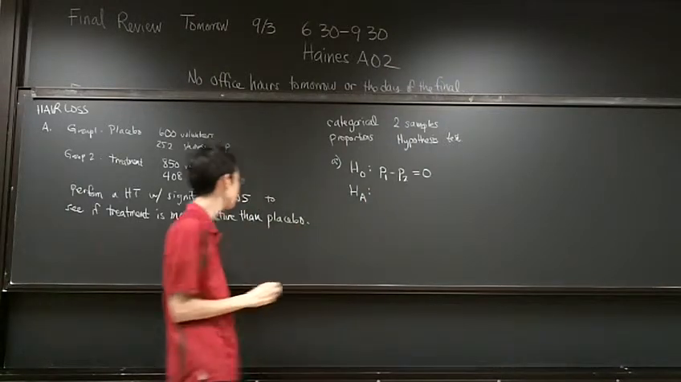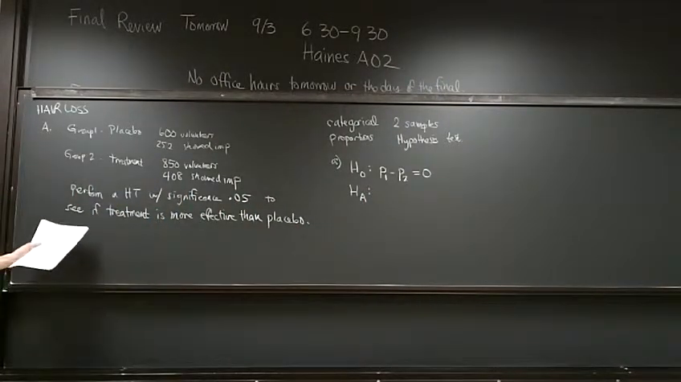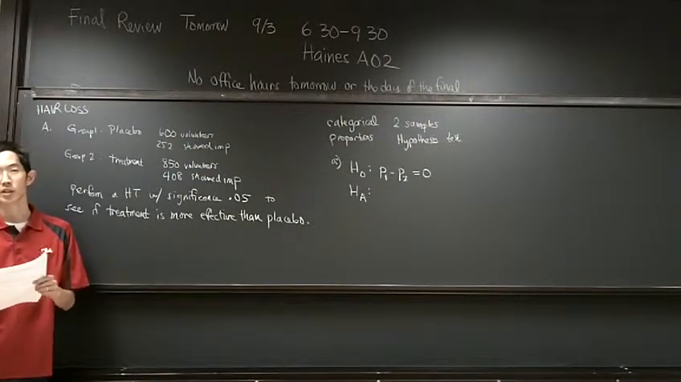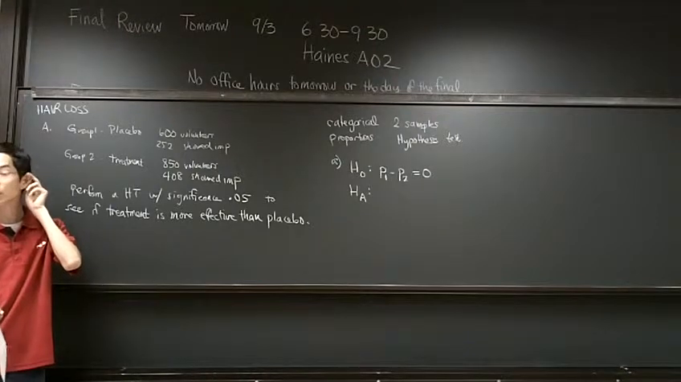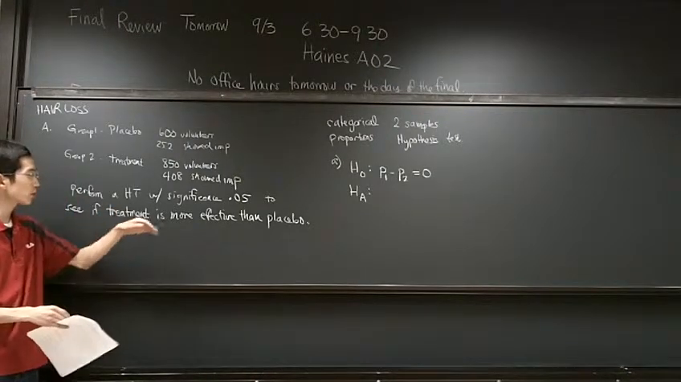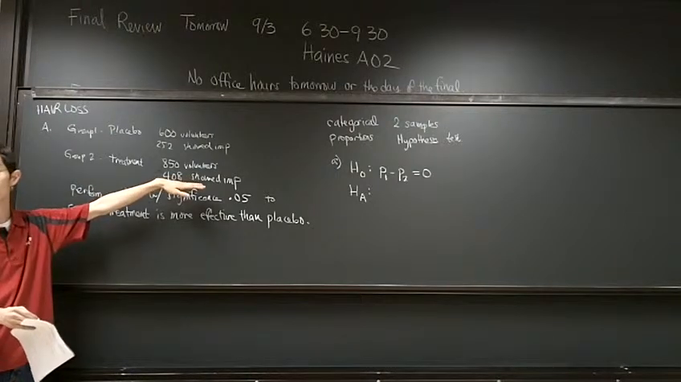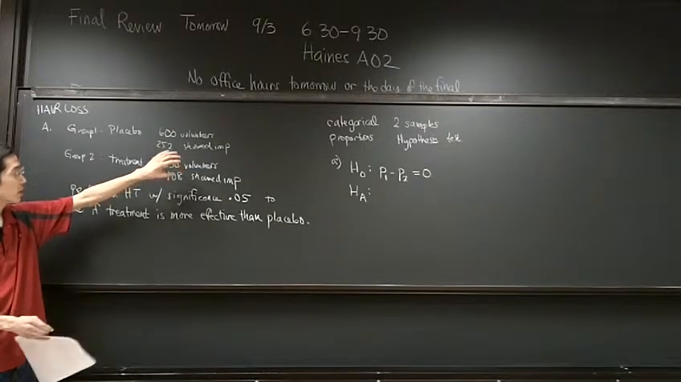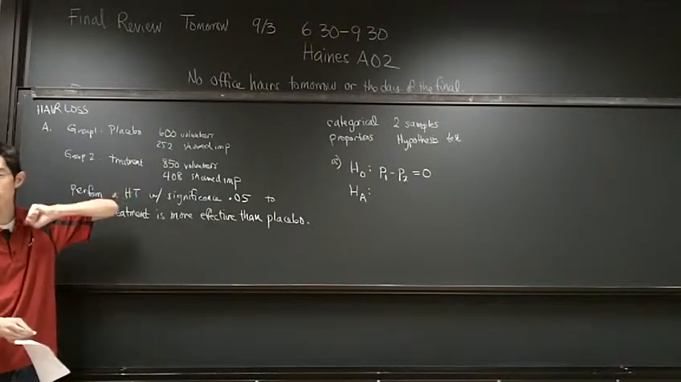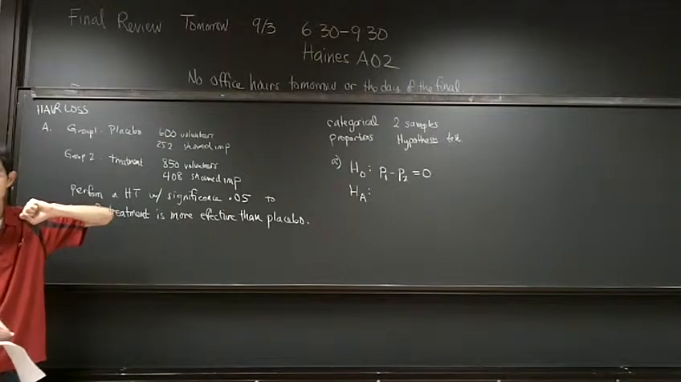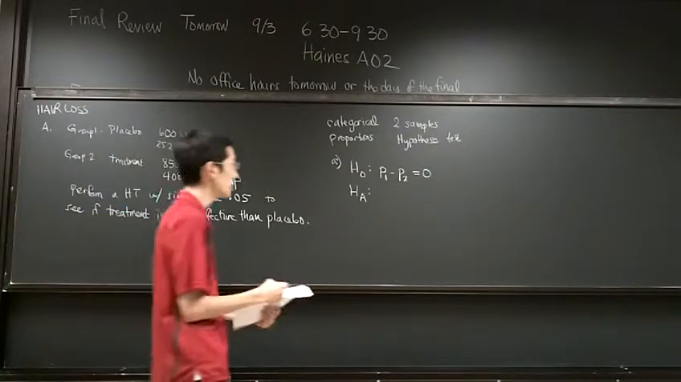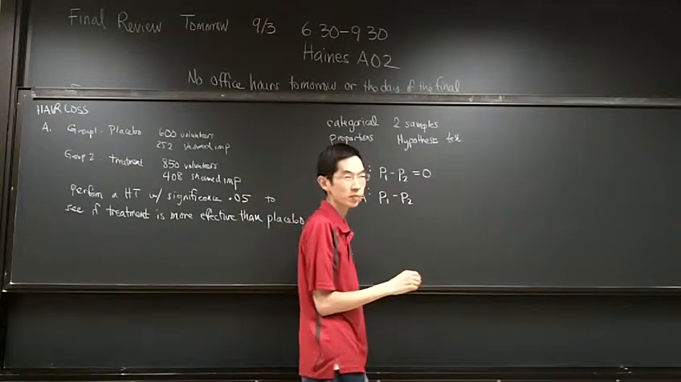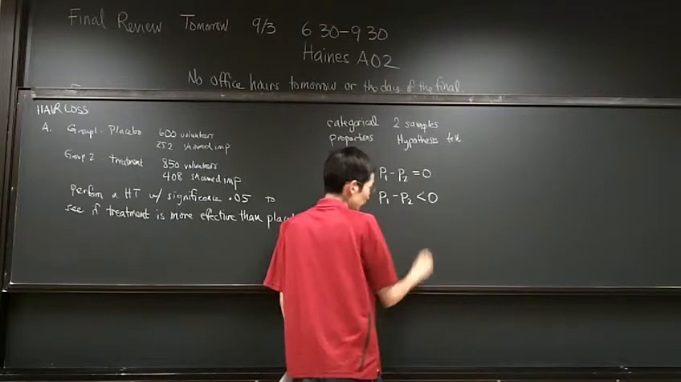The question says to see if treatment is more effective than placebo. If the treatment is more effective than placebo, what do we expect? Do we expect more people to show improvement or fewer people to show improvement? More people to show improvement. So does that mean P2 should be bigger or smaller than P1? Bigger. P2 should be bigger than P1. So that means P1 minus P2 is less than 0.